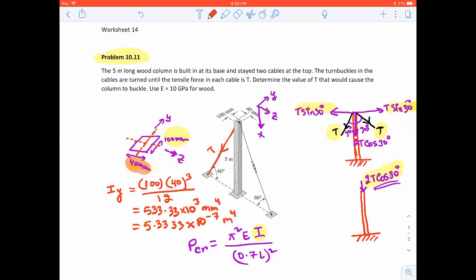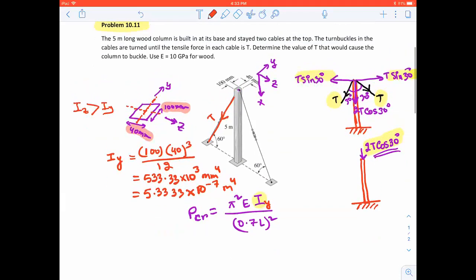Now if I had taken it about the z-axis, what would my value have been? This would have been my base, and this my height, and you will see Iz is greater than Iy. So over here I'm going to put Iy, because it's going to bend about the y axis, where it has the least moment of inertia.